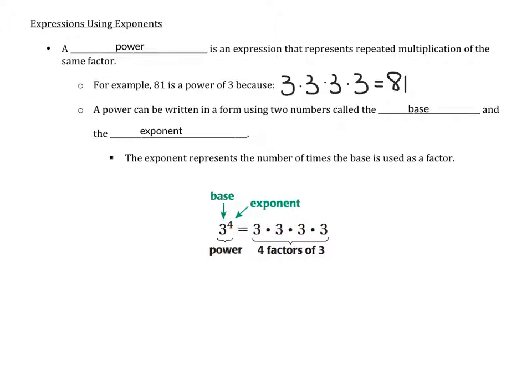So again, the expression itself is called a power. Specifically, the big number is the base, the little number is the exponent. The little number tells you how many times you're going to take the base times itself. So if it's 3 to the 4th, it'd be 3 times itself 4 times. So it says 4 factors of 3. We'll apply this idea to the following examples.